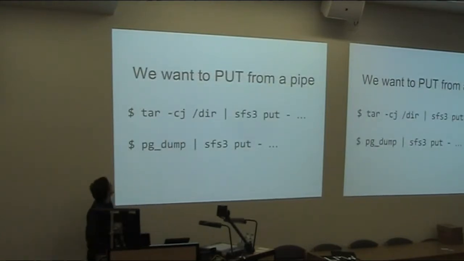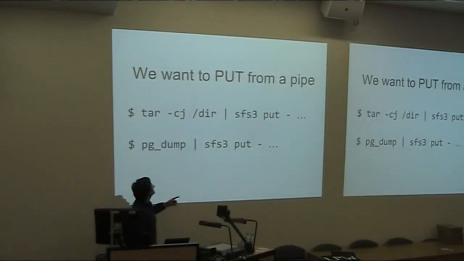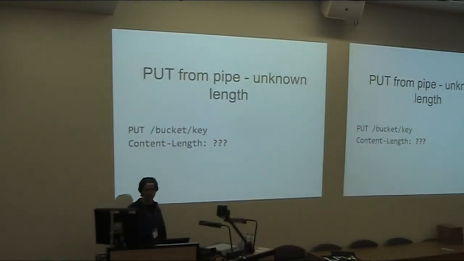So what do we actually want to do? Well, we want to be writing from a pipe because we want to do really cool things. We want to do tar straight into it. We want to do PostgreSQL dump straight into it. We want to do all kinds of fun and fancy things into that, which creates a problem because when you go PUT, you don't know what the content length is.